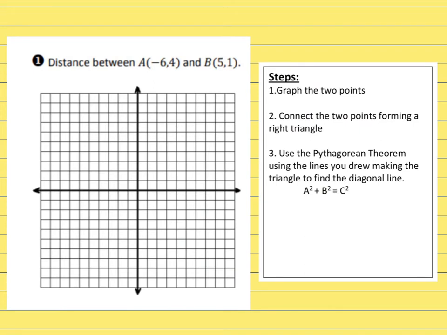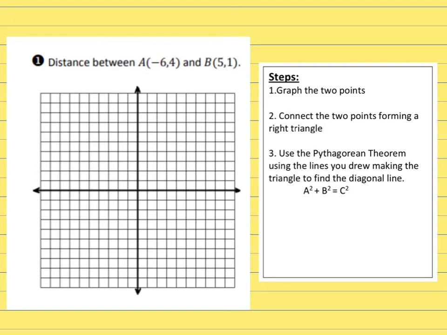The steps that we're going to use to find the distance between 2 points is, first, graph the points on the grid. Then we're going to connect the 2 points to form our right triangle. And then once we have that shape, we can use the Pythagorean theorem to help us get the distance between the 2 given points. So the first thing I'm going to do is graph the 2 dots.